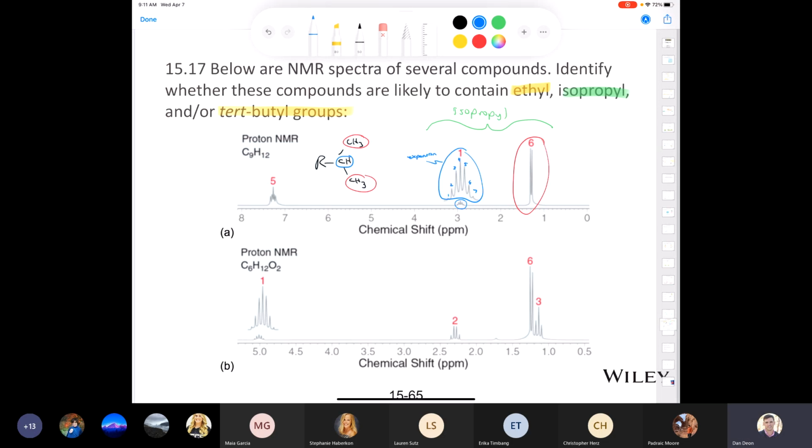There's an ethyl and an isopropyl, right? We have the doublet that integrates for 6 protons. We have the septet that integrates for 1 proton. Those come from an isopropyl. And then we have a triplet that integrates for 3 and a quartet that integrates for 2. And those come from an ethyl group, because in an ethyl group, we have CH2, CH3. This one is going to produce a triplet, and this one is going to produce the quartet. So we end up with an isopropyl and an ethyl group in this one.